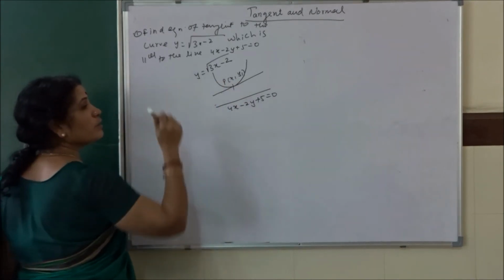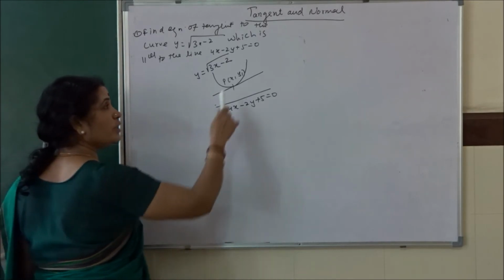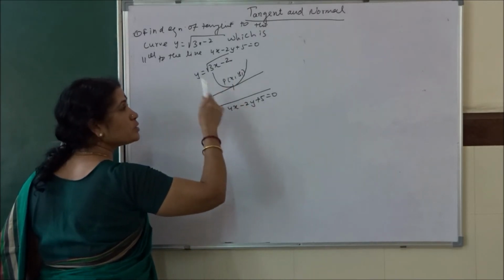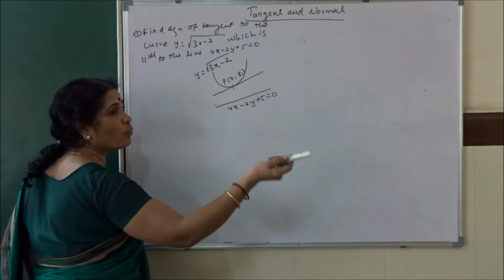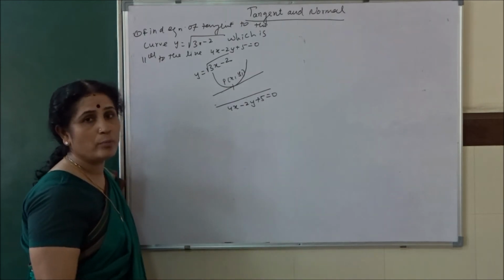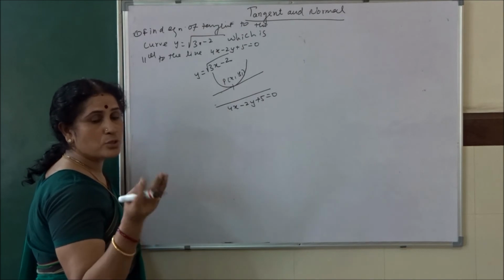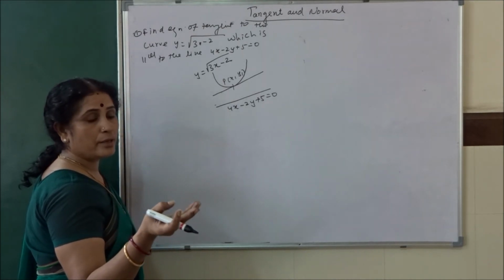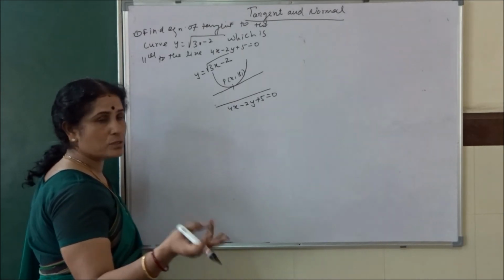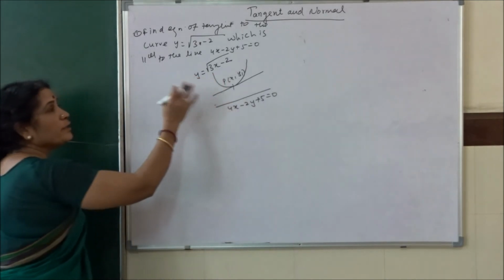For the equation of tangent, what is the minimum requirement? We need a point and the slope of the tangent. Then we have the formula y minus y1 equal to m into x minus x1. Am I correct? So our purpose is to find the point of tangent, and the slope. Now first let me find the slope.